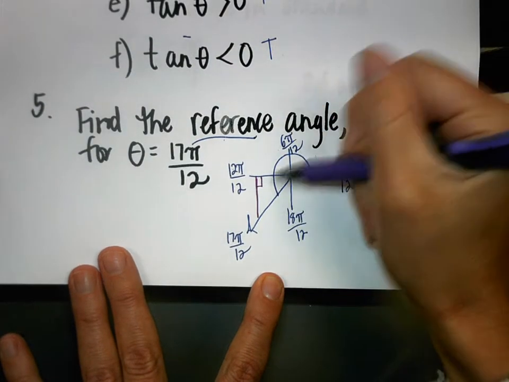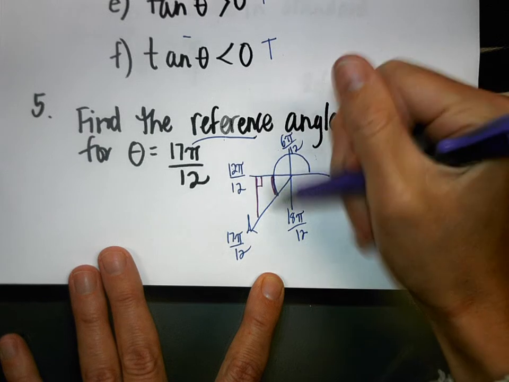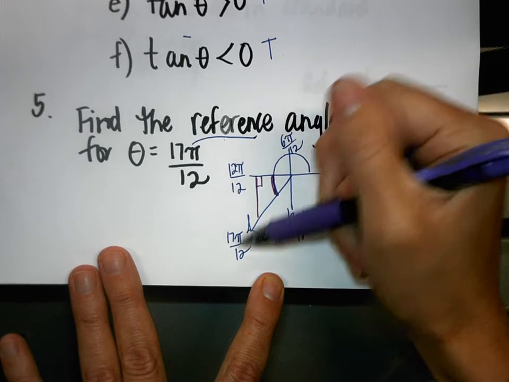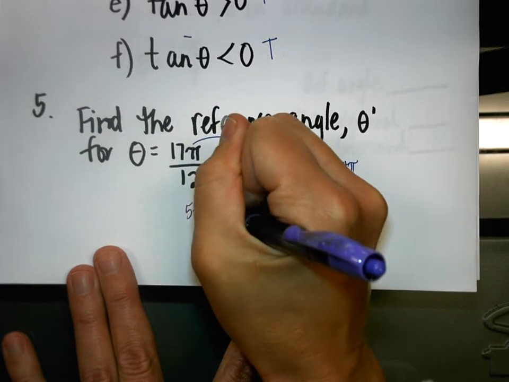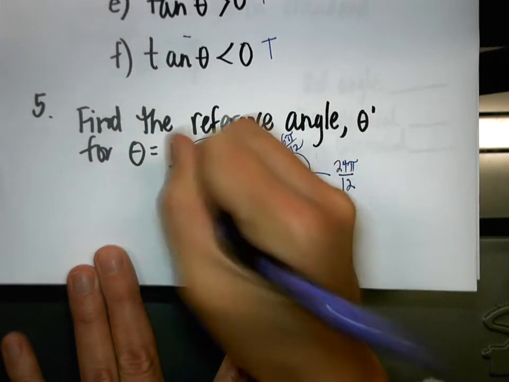And what we're trying to figure out here, this is the reference angle going to the x-axis. How many does it take to get from 12 to 17, or you can think of 17 to 12? Well, that's 5. So 5 pi over 12, that is the reference angle.